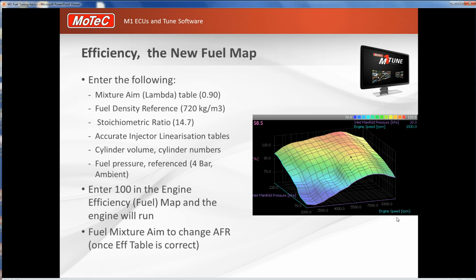Alright, so we also put in information about the type of fuel being used. In the case of ordinary pump gas, we're entering a density of around 720 kilograms per cubic meter, and the stoichiometric ratio for that would be 14.7. If you're going to change to E85, for example, you're going to change your stoichiometric ratio and density to different numbers.